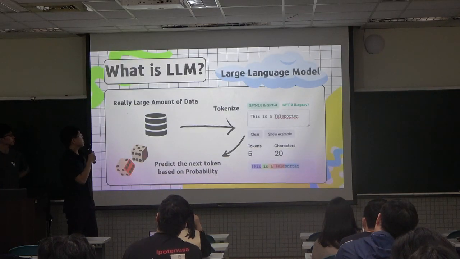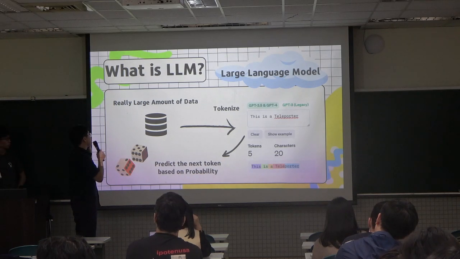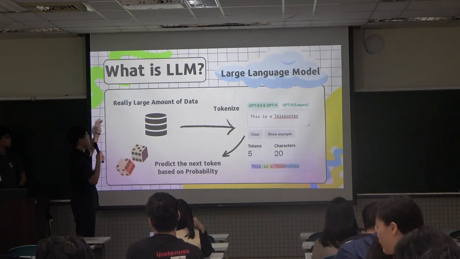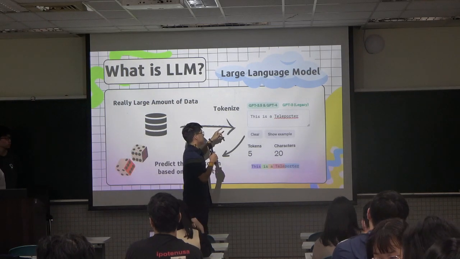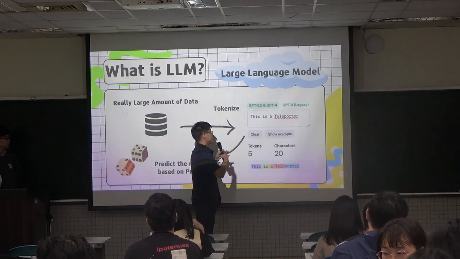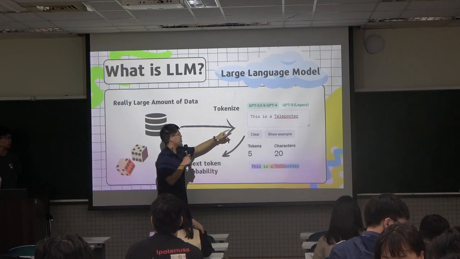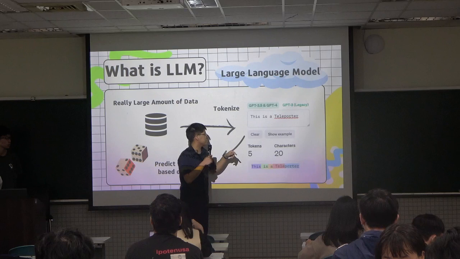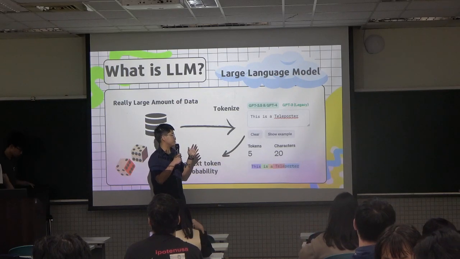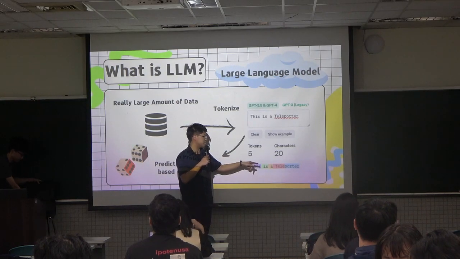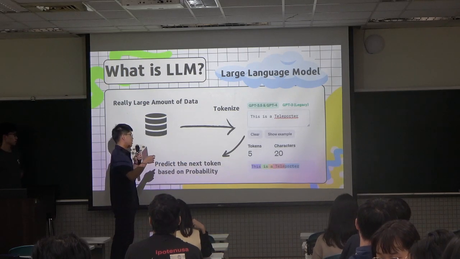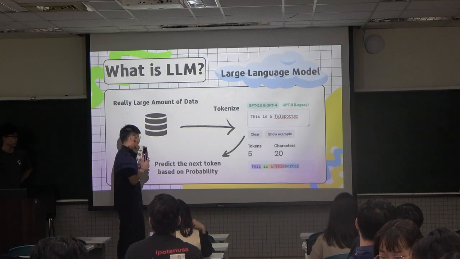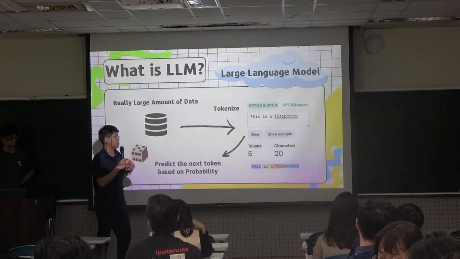Let's talk about what a large language model is. The definition is that there is a large amount of data, and we need to tokenize it. In this picture, we can see this is a teleporter, and we divide it into 5 parts. Then we put it into a probability model, and we predict the next token.